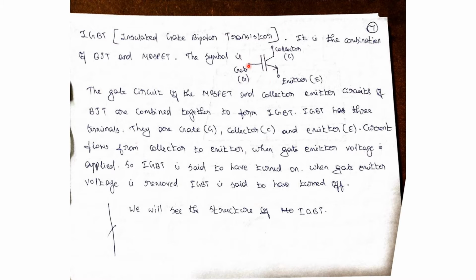From this symbol itself, we can come to know that IGBT is the combination of MOSFET and BJT, because the collector emitter circuit is from BJT and the gate is from MOSFET. So it has three terminals. Then when a gate emitter drive is applied, current starts flowing from collector to emitter. By removing the gate emitter drive, we can turn off the IGBT.